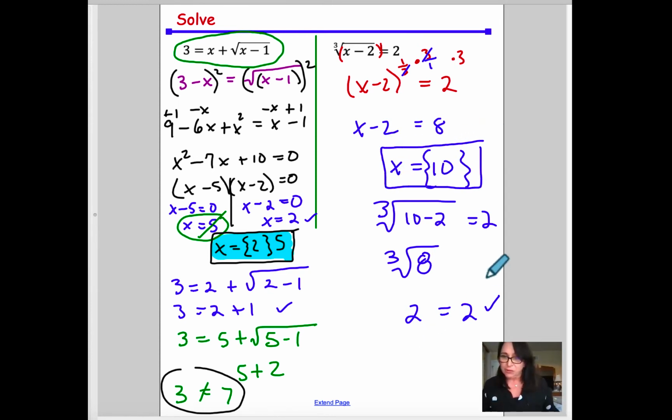That's just my solution. And for those of you who forgot how to do this, I mean, yes, I know your calculator will do this.